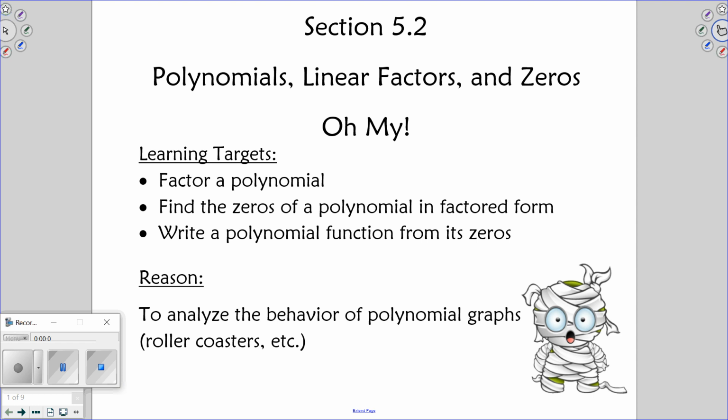All right, guys. So section 5.2, we're going to actually split into today and then the other part of it on Monday because they're kind of two opposites of each other.